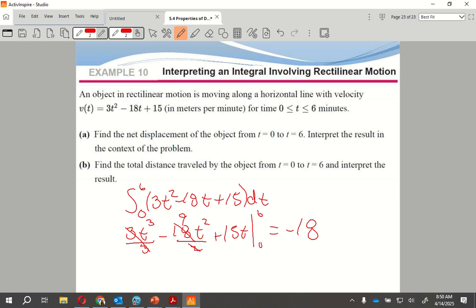Now, what does that mean? Christian, since you decided to volunteer by showing up late, what do you think that means? That's the total distance, like the block traveled within that time period, 0 to 6. No, we're not doing total distance here. We're doing net displacement. What did I say net displacement does?